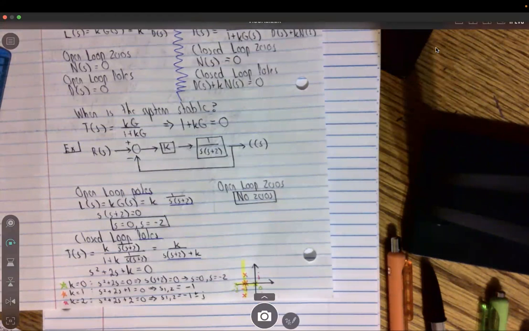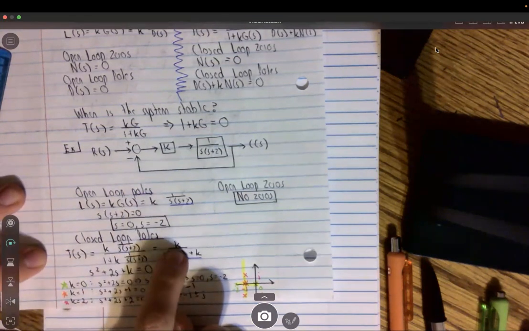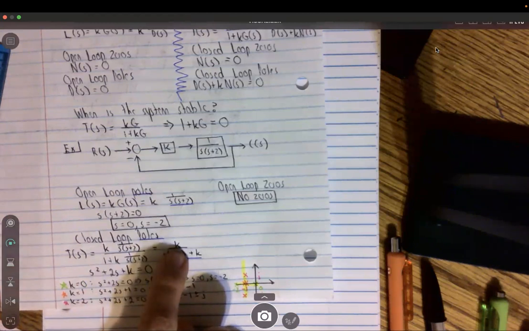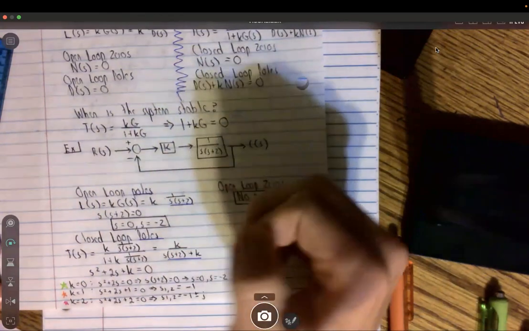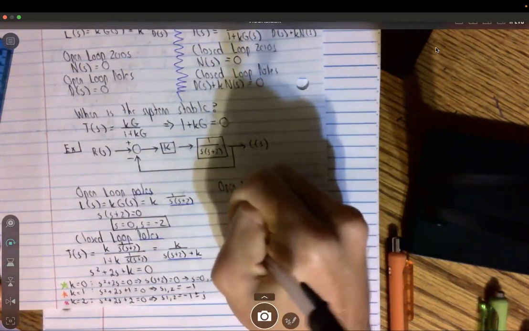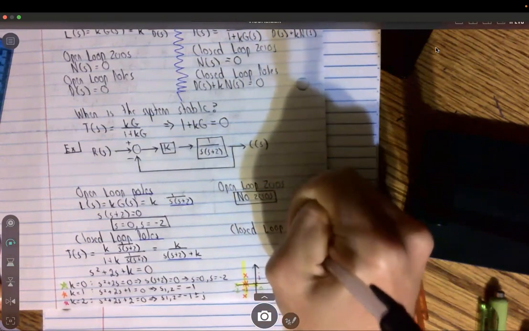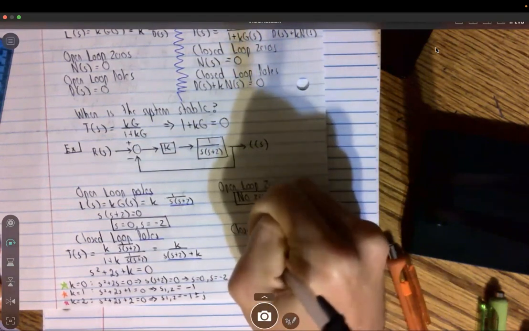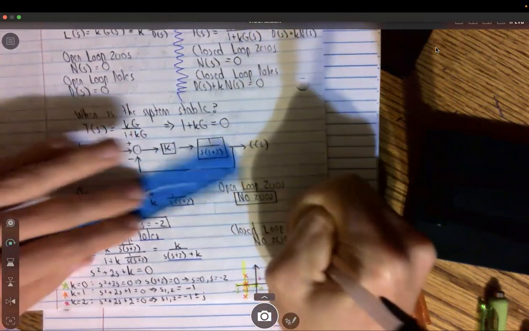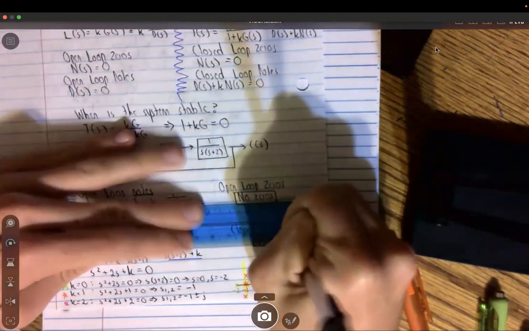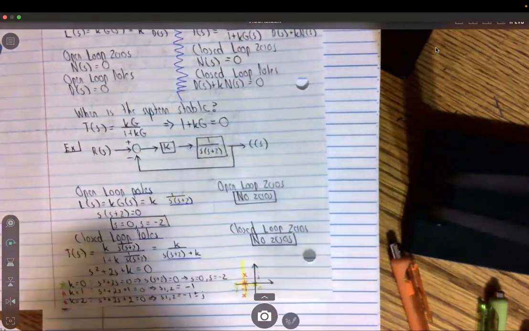And so what are the closed loop zeros here? Notice that we don't have any closed loop zeros because there's no value of s in the numerator. So for closed loop zeros, there are no zeros because there's no s terms in our numerator for that closed loop system.